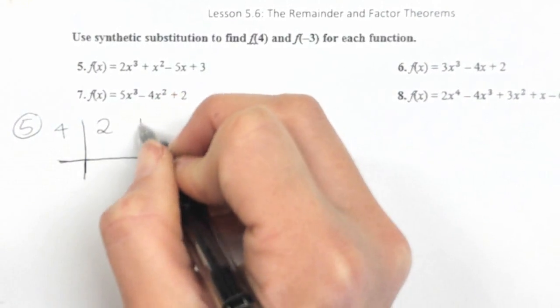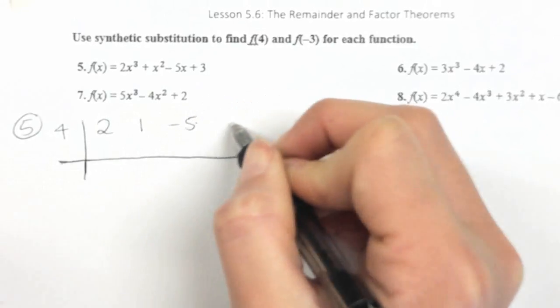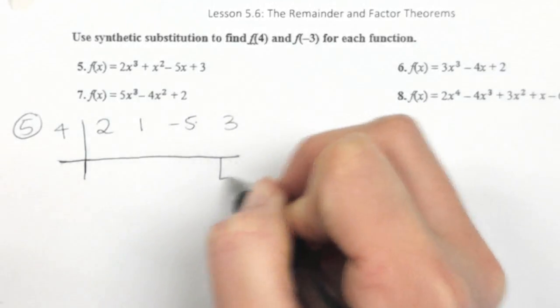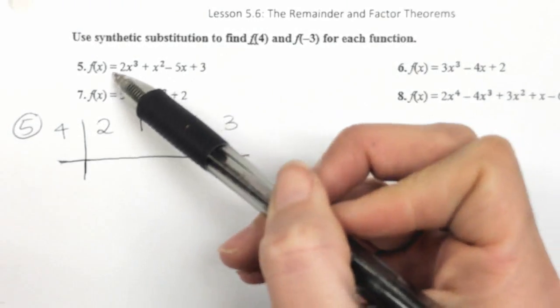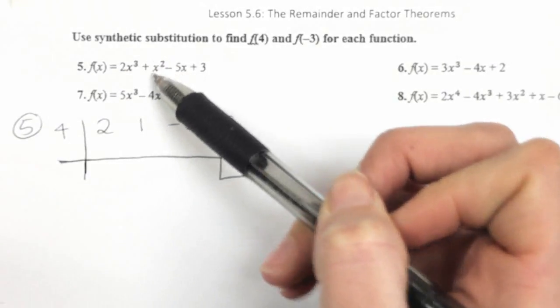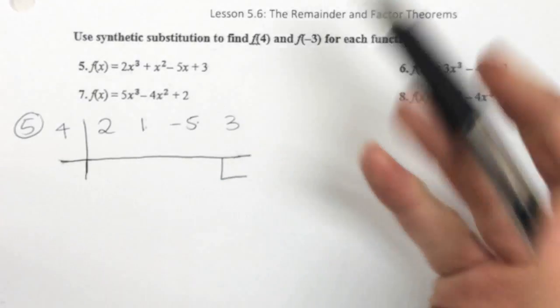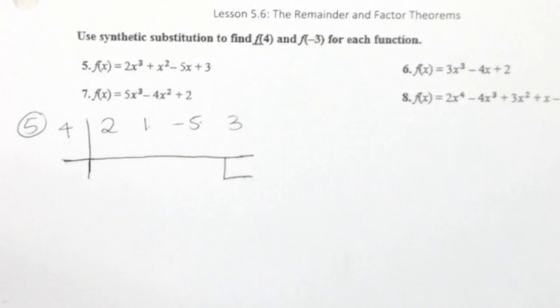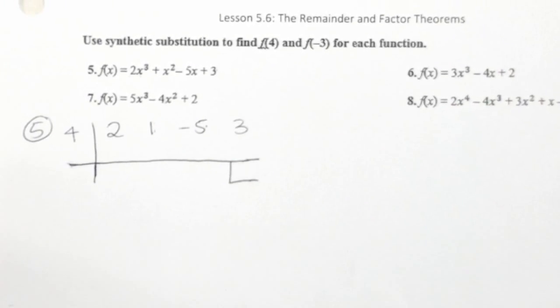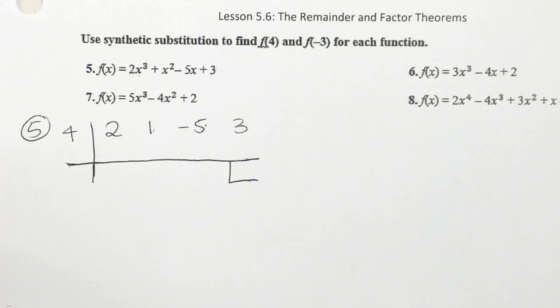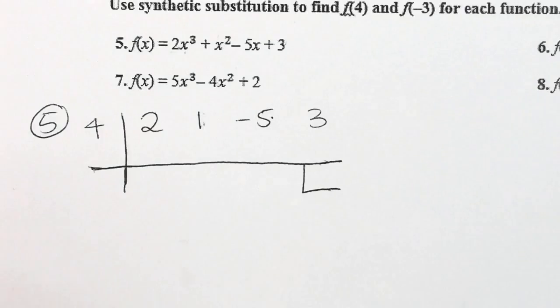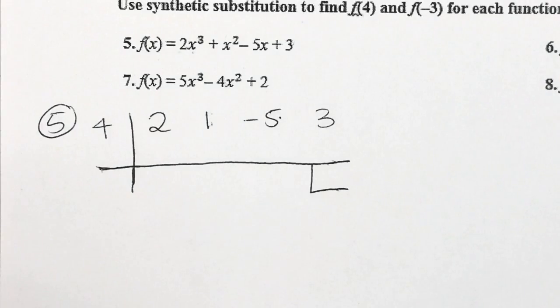And then, good. The coefficients. So the 2 we got from here, 1, -5, 3. Does everybody kind of remember that? Yeah. Okay. I don't know why this is so blurry. Let me try to... There we go. That's a little better. Alright, so what do y'all remember we do first?